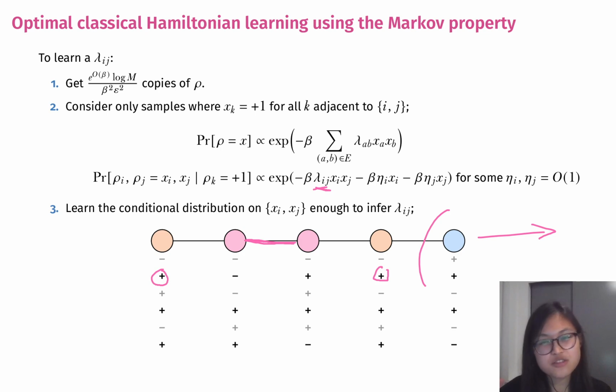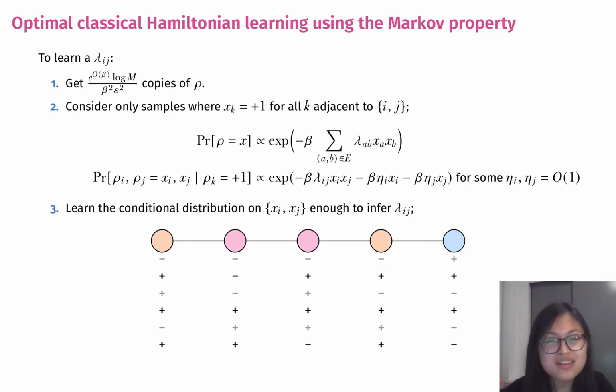You also need to show that when you perform this conditioning and use the conditional distribution to learn the lambda ij, you don't need too many samples to perform each of these steps. That's all you need. Once you have it for one particular term, you can use the same copies for all of the terms, and so you can get all of them while only paying an additional log factor in the number of terms. Okay.